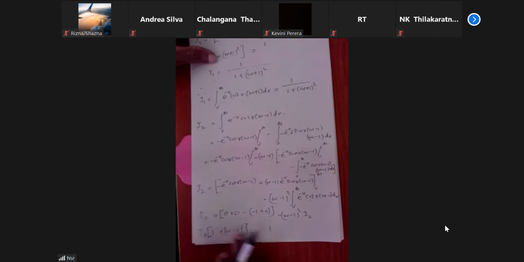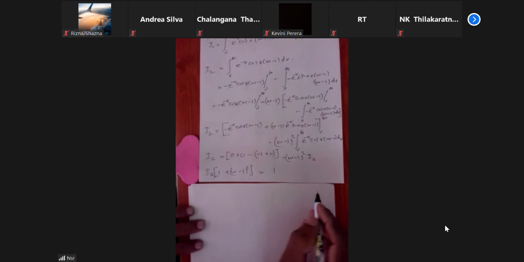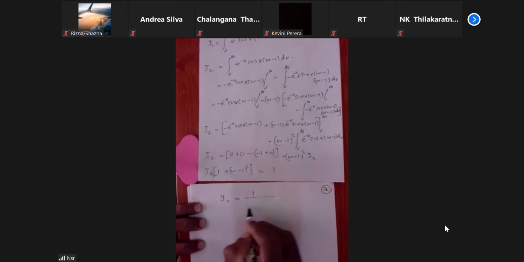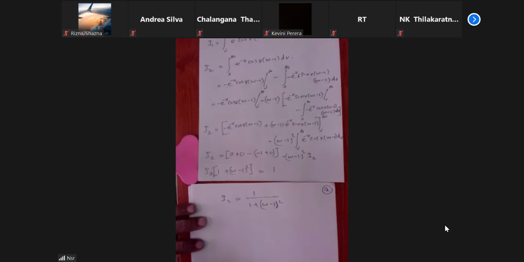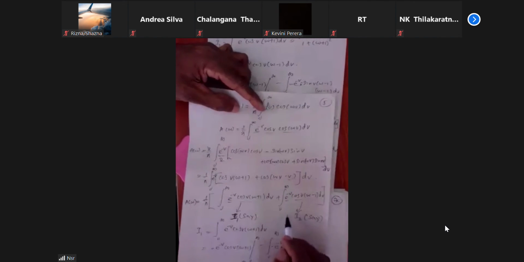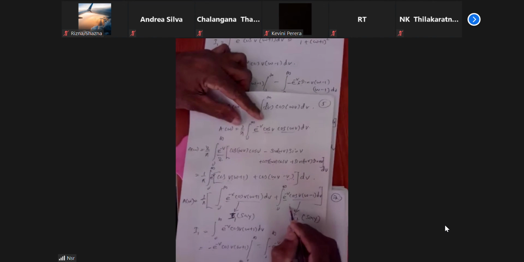Right. So then your target is to find out I2. So then I2 means 1 over 1 plus omega minus 1 square. So now we found the two integral values I1 and I2. This is the starting point we have. We have to find out the omega value, no? I denote that equation as equation A, right?